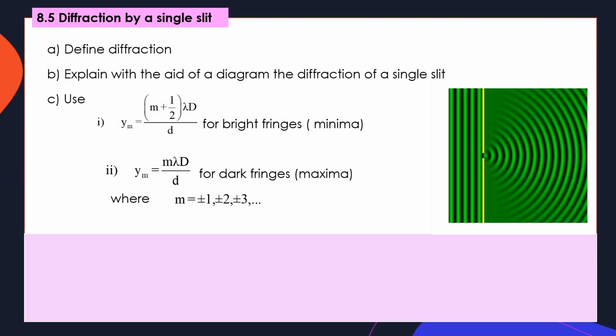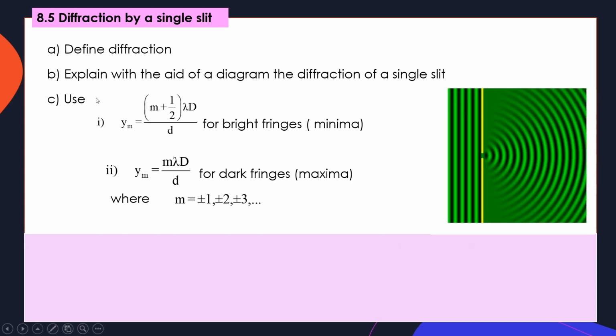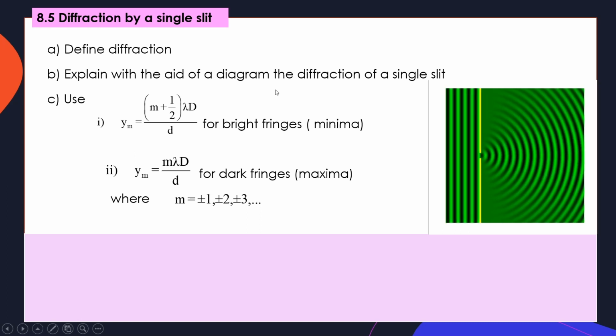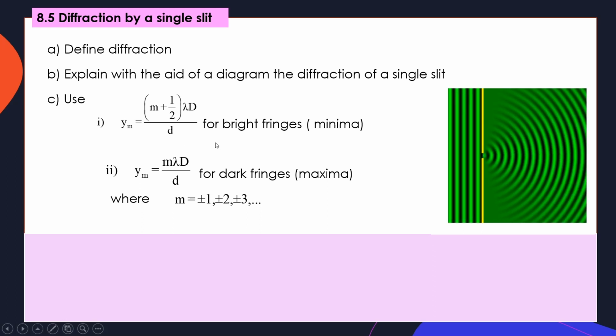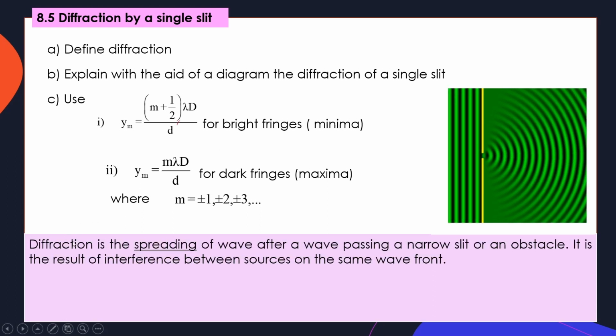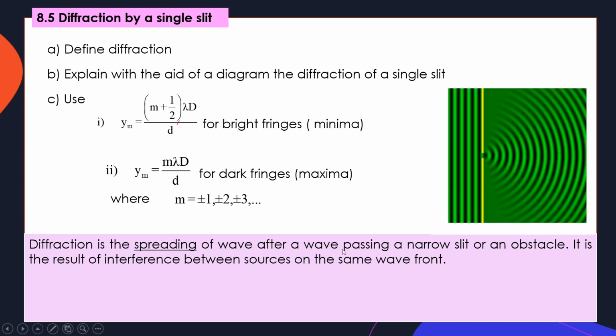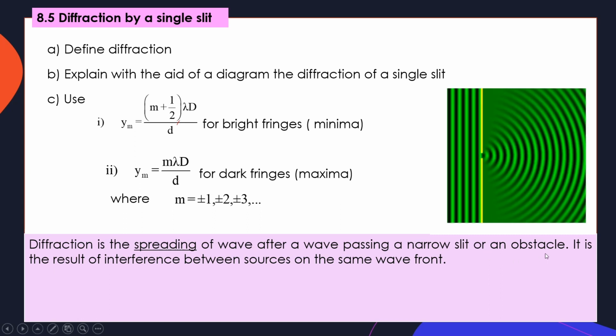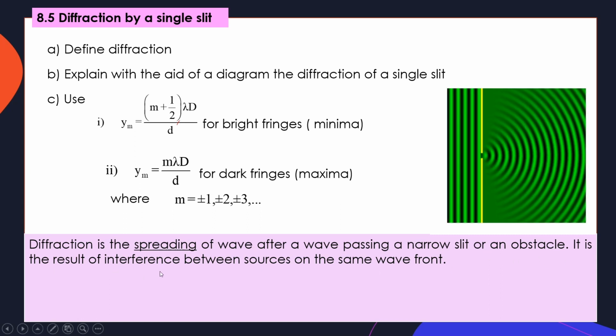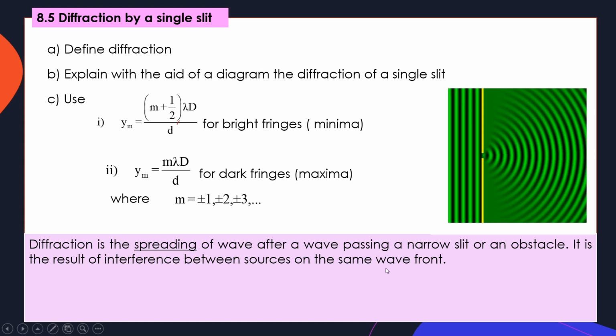So in this subtopic, we are going to define what is the diffraction, okay? And then we are going to do some explanation with the aid of a diagram about the diffraction of a single slit. And then I will introduce to you the equation related to the calculation of single slit diffraction. So diffraction is defined as the spreading of a wave after a wave passes a narrow slit or an obstacle. It is the result of interference between sources on the same wave front.